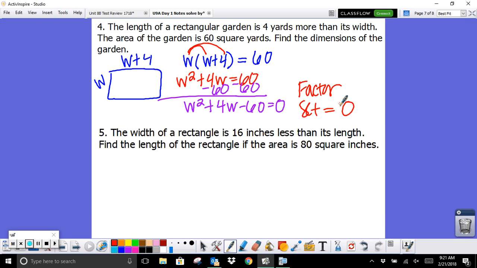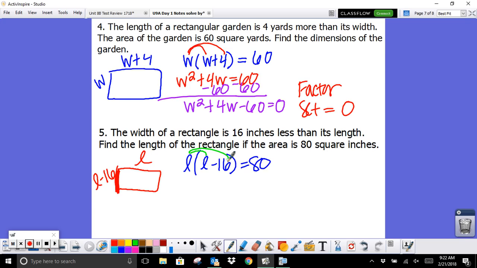Number 5, the width of a rectangle is 16 inches less than the length. All right, so we have a rectangle again, 16 inches less than its length. So I'm going to say the width is this side right here, and it is 16 less than the length. I don't know the length, so I'm going to say that's L minus 16, and my length is just L. Okay, and we're talking about area here again, so I'm going to have length times width. So I've got L times L minus 16 is equal to 80.